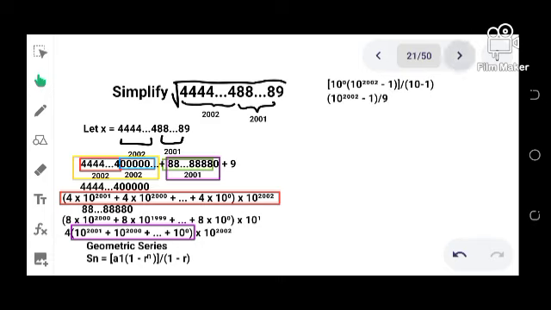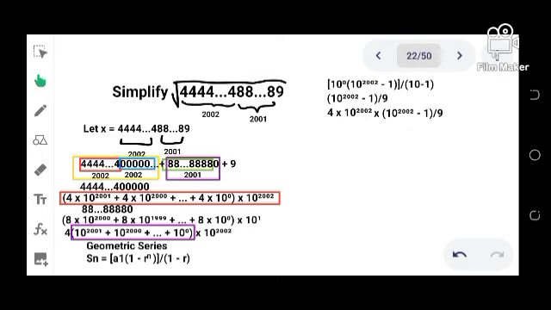And simplifying, we have 10 raised to the power of 2002 minus 1 over 9. Then, after that, we put the 4 and the 10 raised to the power of 2002, and we have now this one.